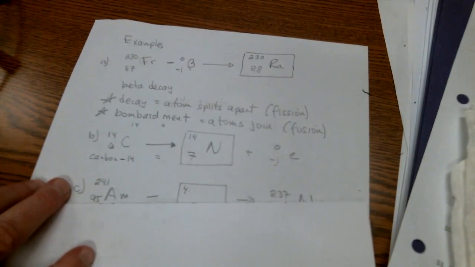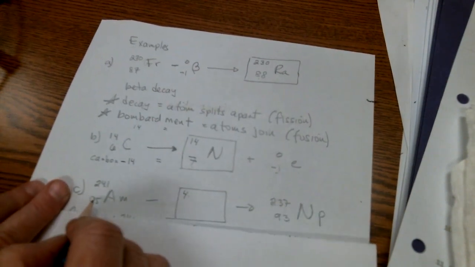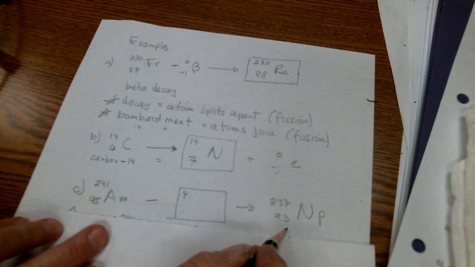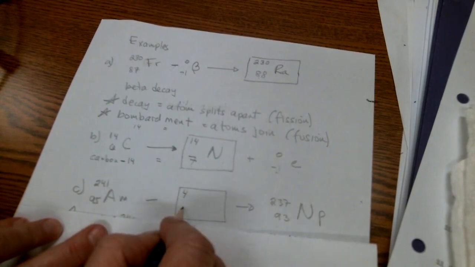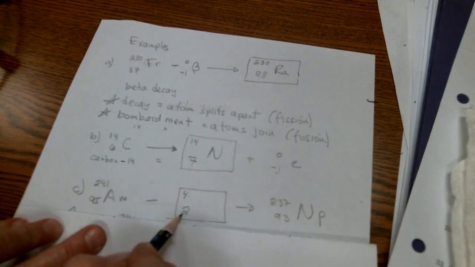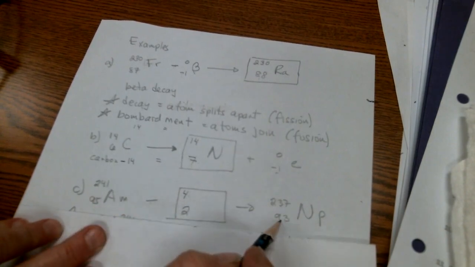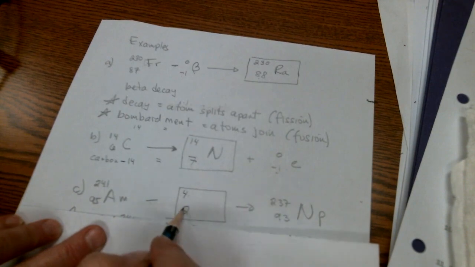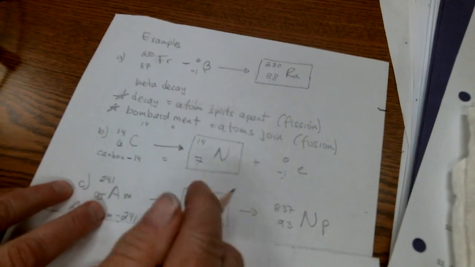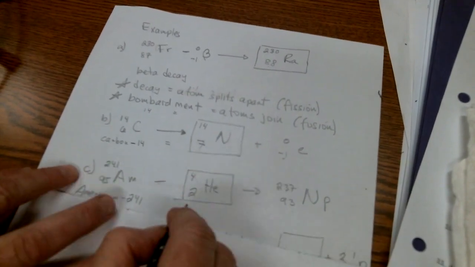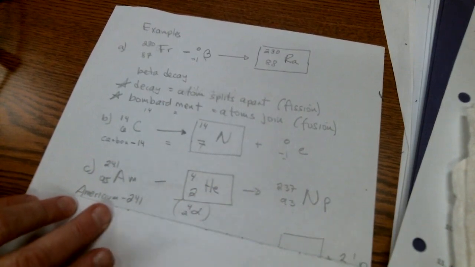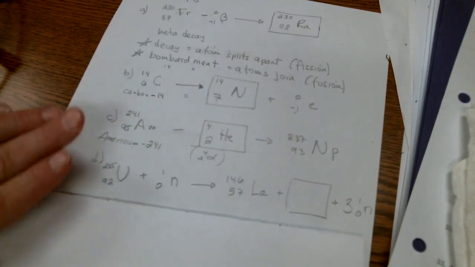Let's find the bottom numbers. 95 minus something is going to give me 93. 95 minus 2, is that right? 95 minus 2 gives me 93. Find what element it is. I could either write He, or I could also write 4, 2, alpha. Either one is correct.